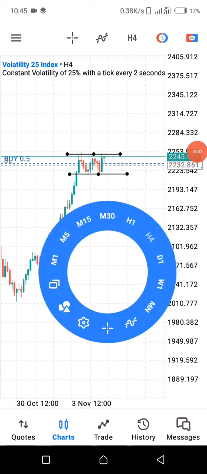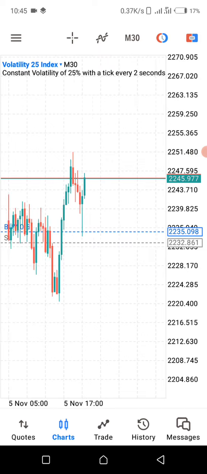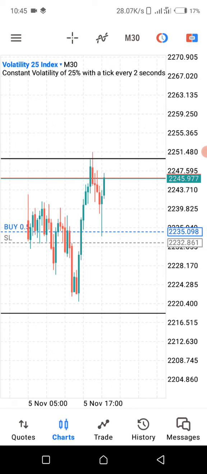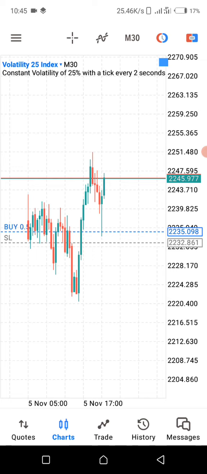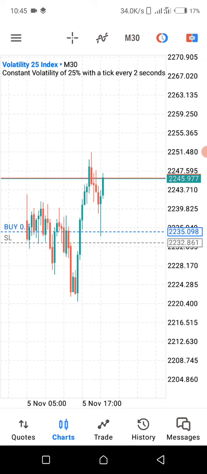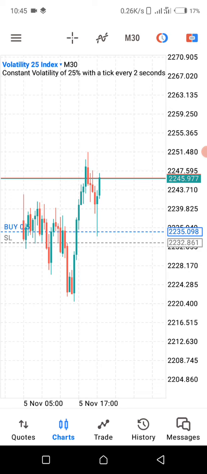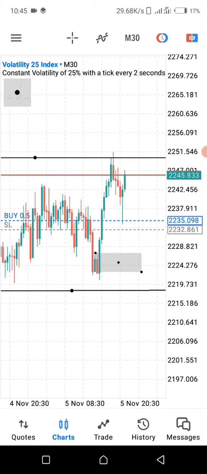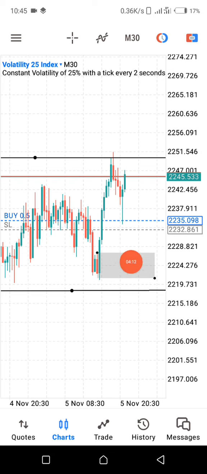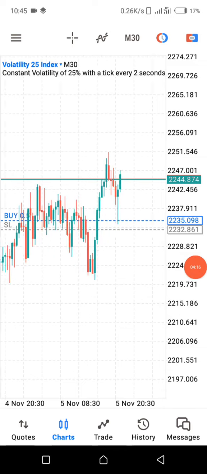Then go down to, let's say, 30 minutes. Then I spotted this order block because I saw when the market was coming down. So I thought it was going to get to this order block. But whenever the market gets to this order block, it's going to react. So this is the first order block that I saw.